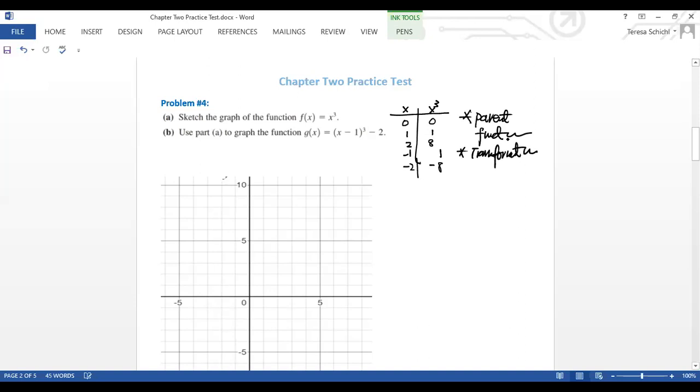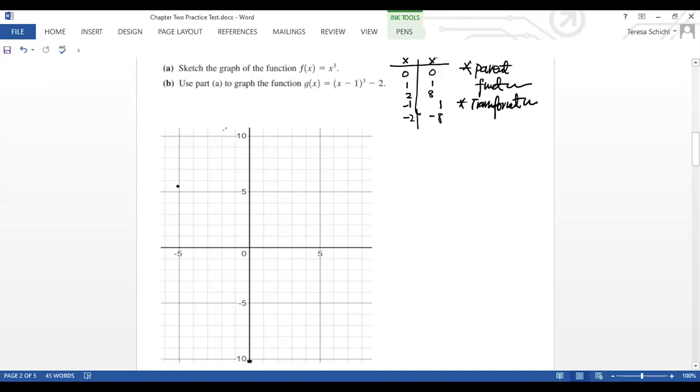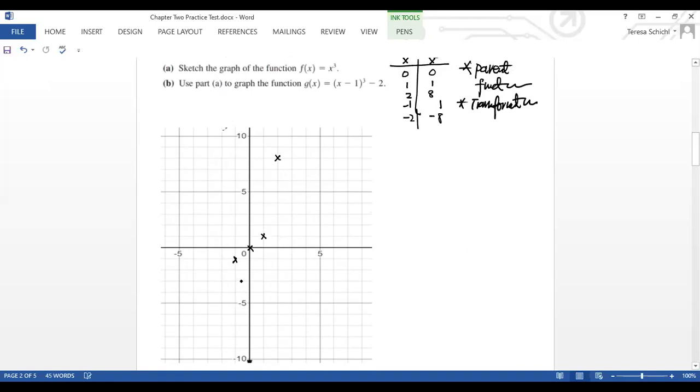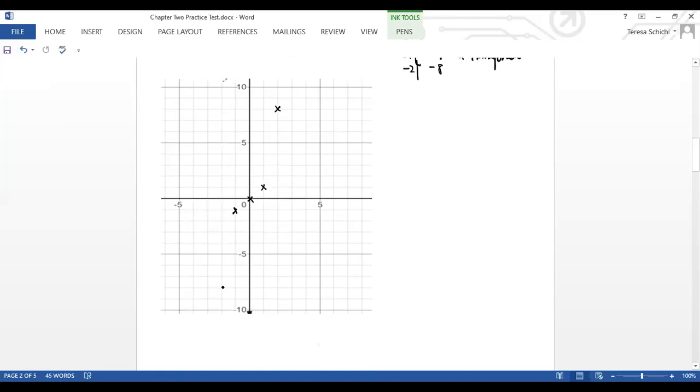Okay, so let's try to graph the parent function. So in here, I have 0, 0 is here, 1, 1 is here, 2, 8 is here, right? Then I have negative 1, negative 1, negative 2, negative 8, right? Because this is not our final function, I plot it on the dotted lines here.